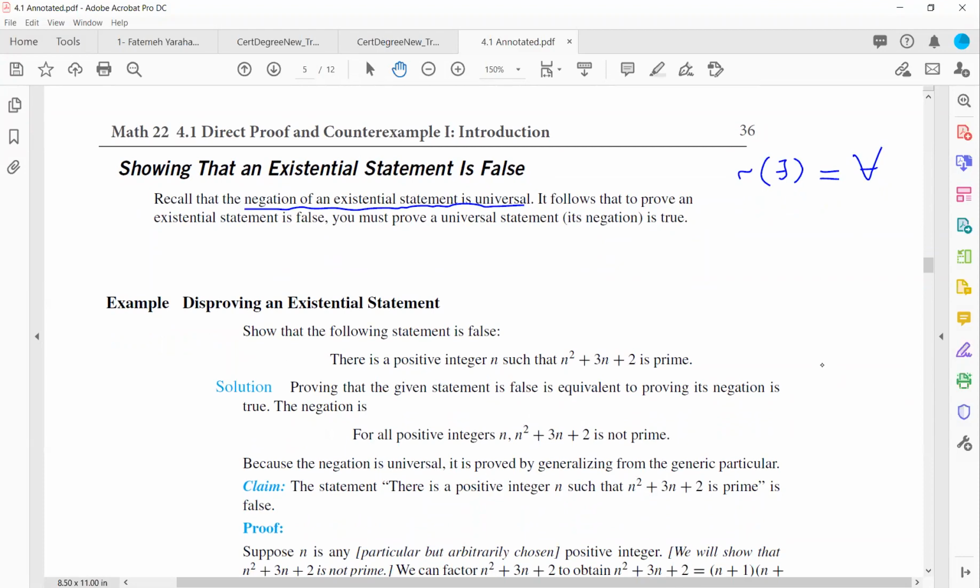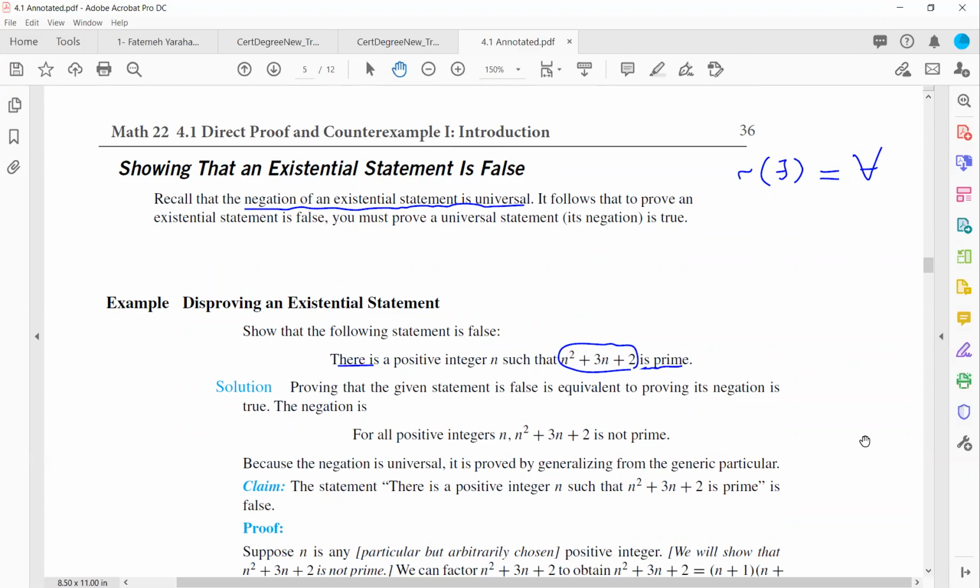Show that the following statement is false. There is, so you have an existential statement, a positive integer n such that n squared plus 3n plus 2 is prime.